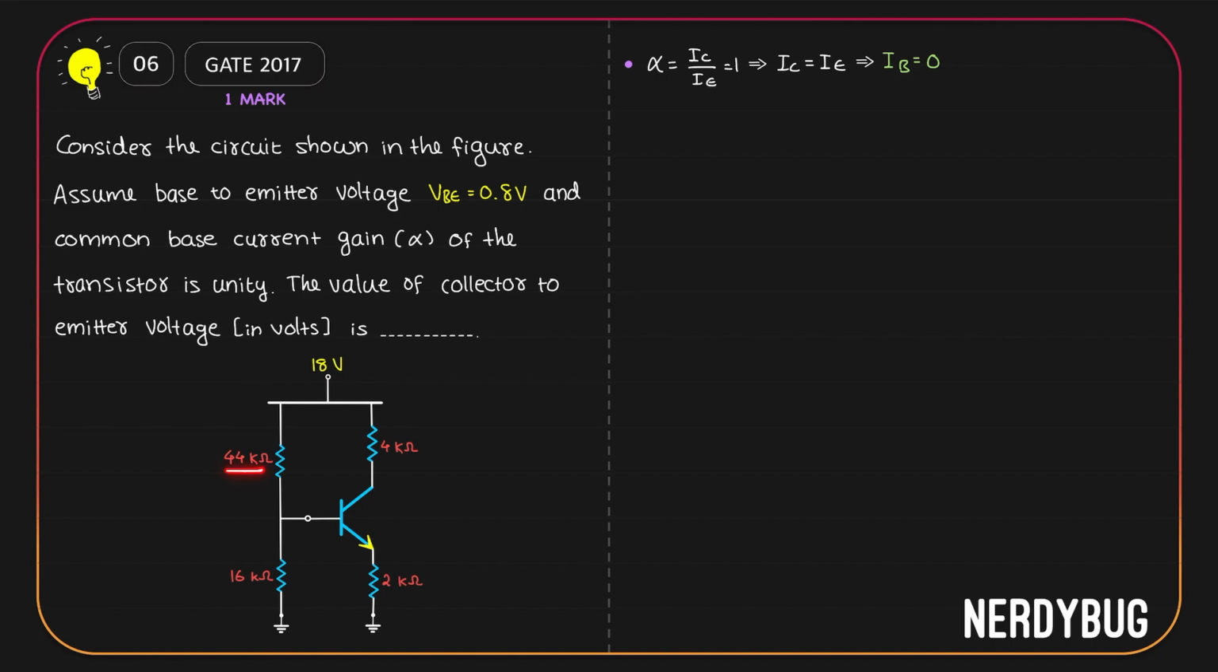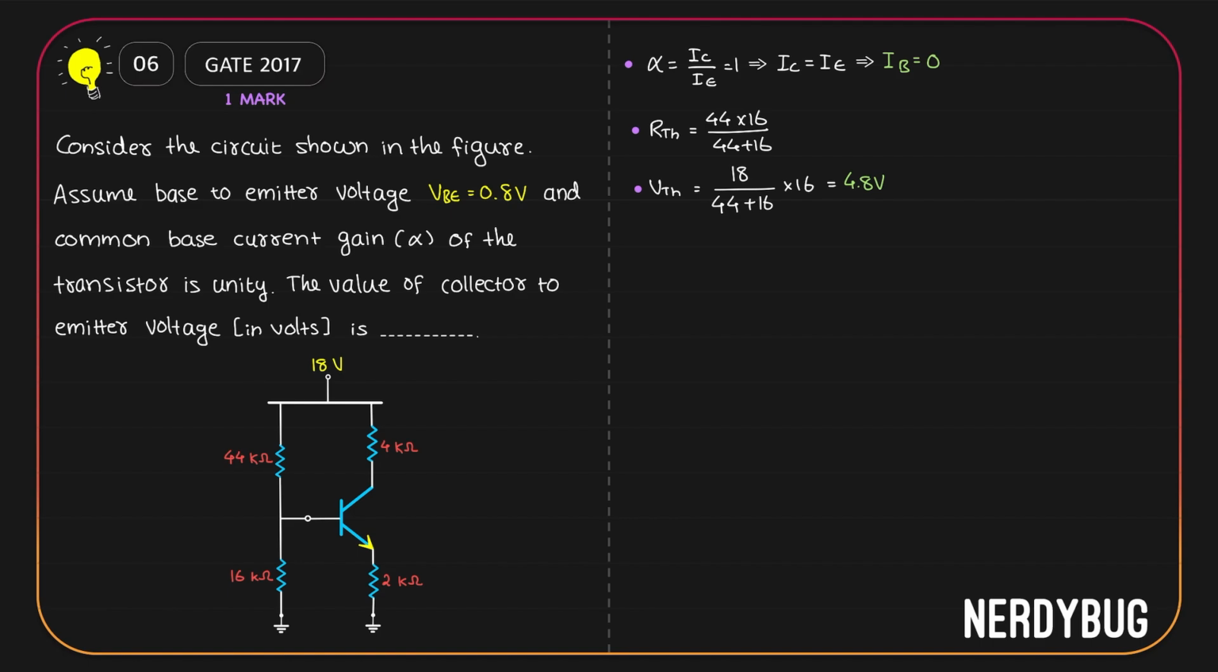We have 44 kilo ohm and 16 kilo ohm. So the Thevenin equivalent resistance will be 44 multiplied by 16 divided by 44 plus 16. Thevenin equivalent voltage will be whatever is the voltage that drops across the 16 kilo ohm resistor. To find that, all we have to apply is voltage division. So Thevenin voltage becomes 18 volt, which is the VCC, divided by 44 plus 16 multiplied by 16. This comes out to be 4.8 volt.